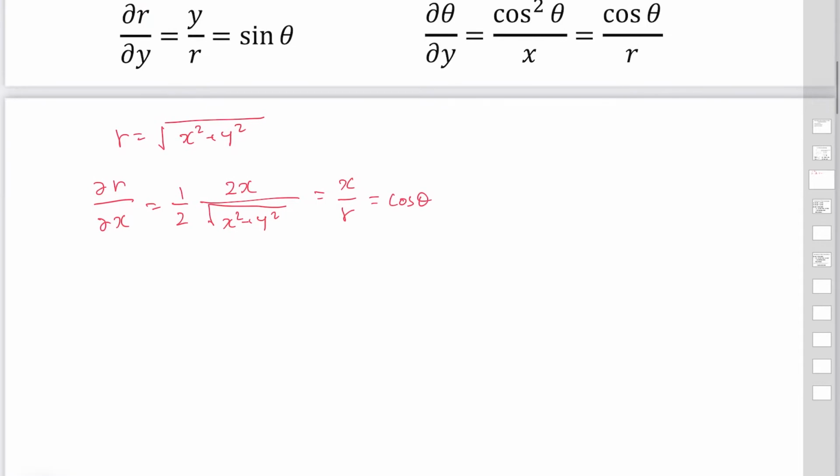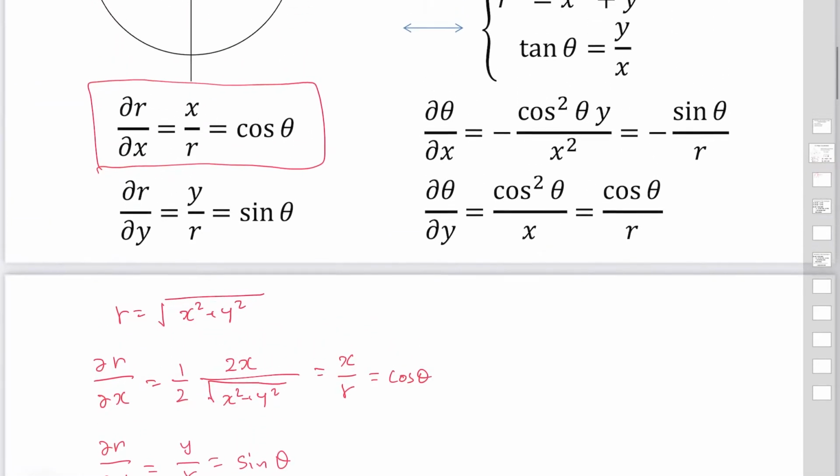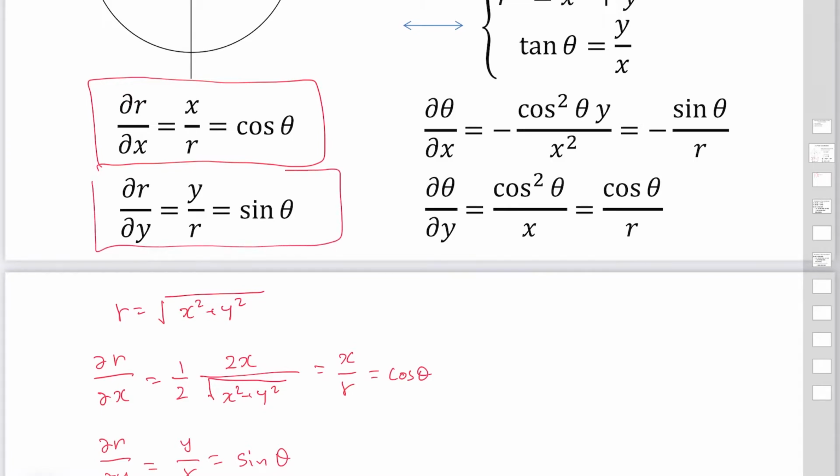Also, we can find the partial derivative of r with respect to y. Same, it is y over r. It becomes sine theta. So we derive the second equation.